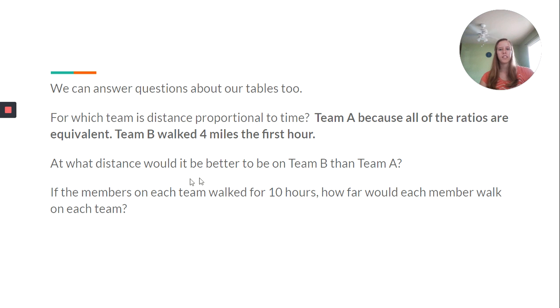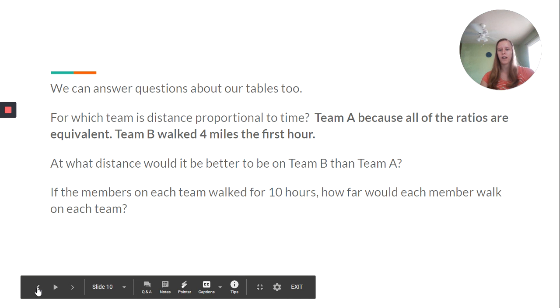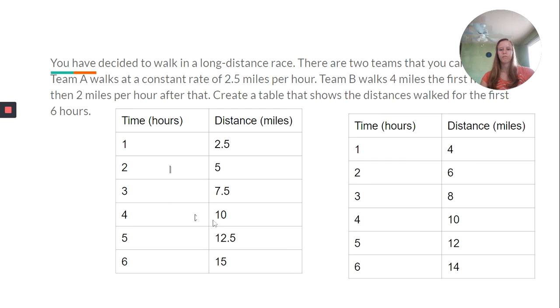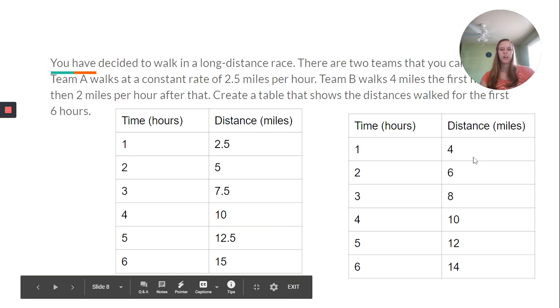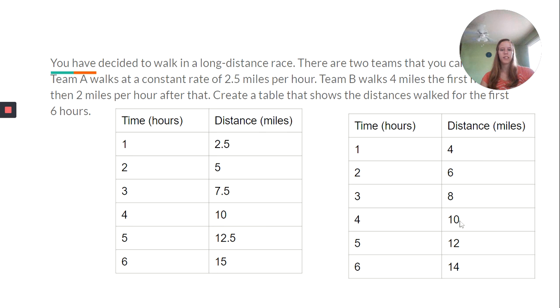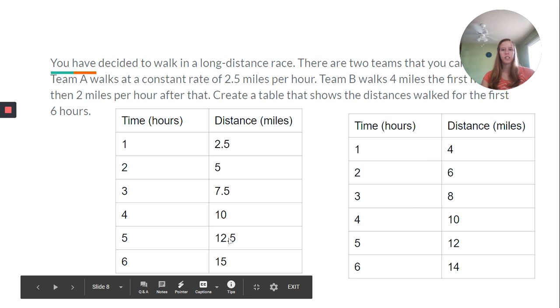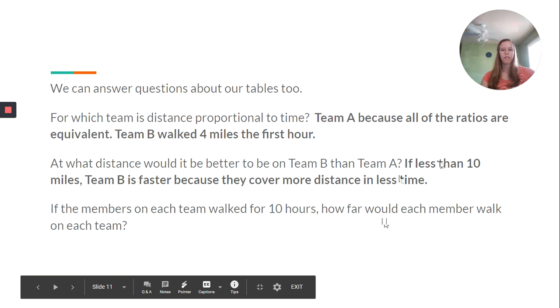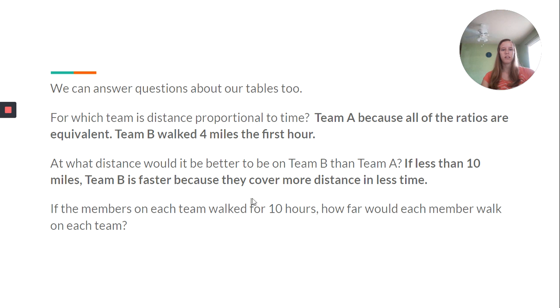Now, at what distance would it be better to be on Team B than Team A? Okay, so let's look back. Up until 4 hours at 10 miles, Team B is walking more in less time. But now it looks like after 5 hours, Team A had walked more. So if less than 10 miles, you want to be on Team B because they're covering more distance in less time. But if it's more than that, Team A is actually going to end up covering more distance.